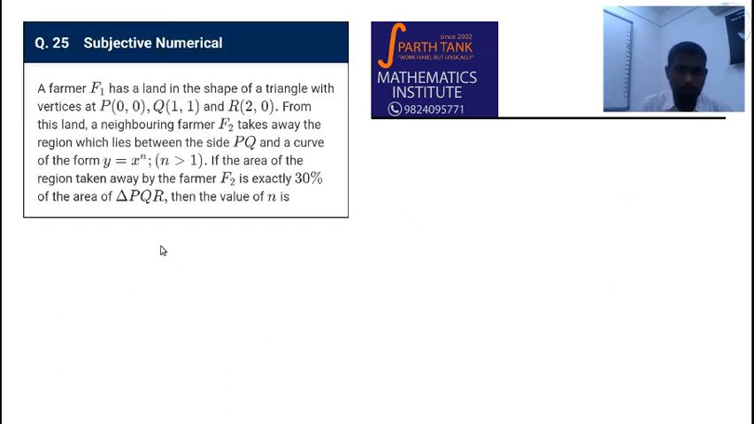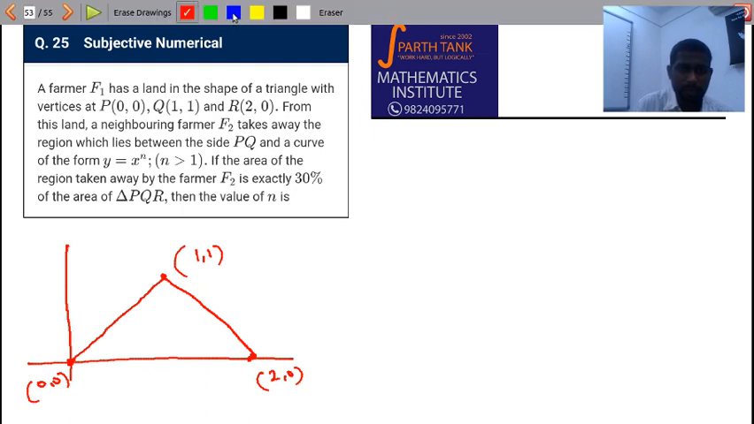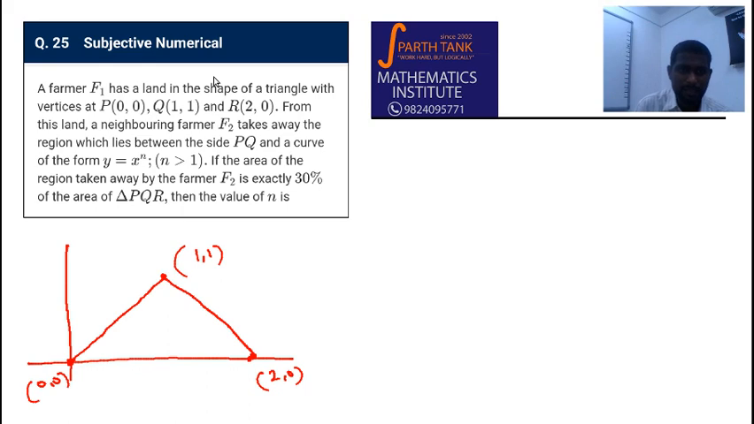Let us come to the last question. A farmer F1 has a land in the shape of a triangle with vertices at 0, 0, 1, 1 and 2, 0. So this is farmer 1's boundary in red. 0, 0, 1, 1 and 2, 0. From this land, a neighboring farmer F2 takes away the region which lies between the side PQ. Let us name this.